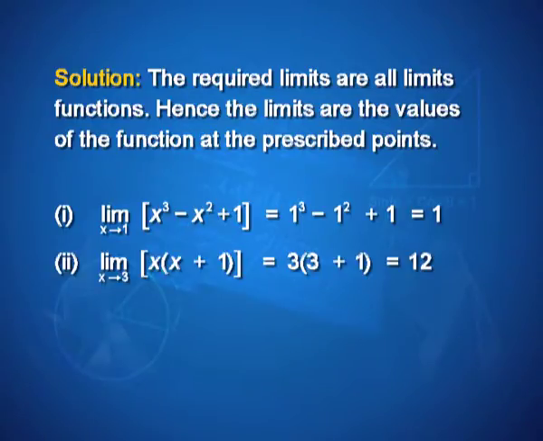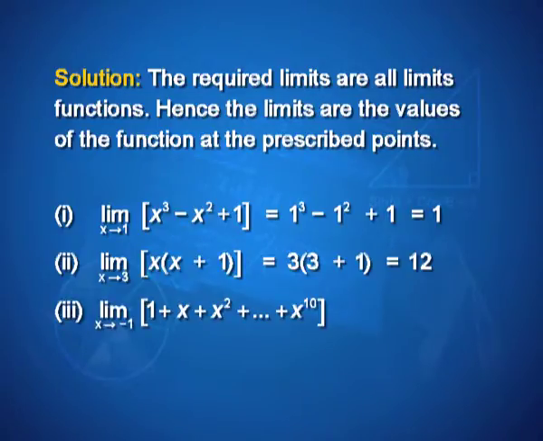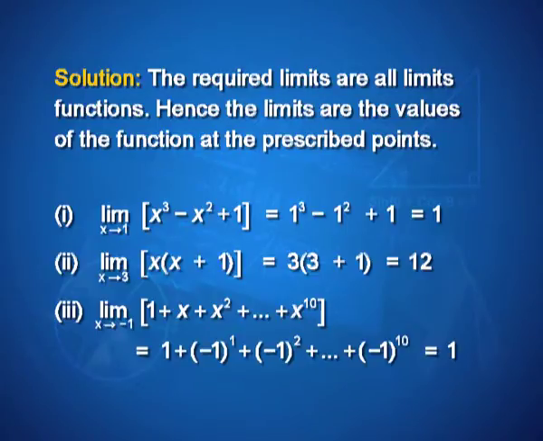For the second, limit x into x plus 1 as x tends to 3 is equal to 3 into 3 plus 1, that is obviously 12. For the third, limit 1 plus x square plus so on till x raised to 10 as x tends to minus 1 can be solved as 1 plus minus 1 raised to 1 plus minus 1 raised to 2 plus so on plus minus 1 raised to 10, which is equal to 1.